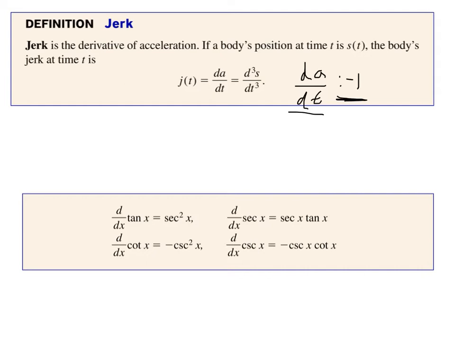Notice that when we're taking a derivative of something that starts with a c, it is the negative. The derivative of cosine is the negative sine. Derivative of cotangent is the negative cosecant squared. Derivative of cosecant is negative cosecant cotangent. So, a lot to memorize. It will get better the more that you use it.